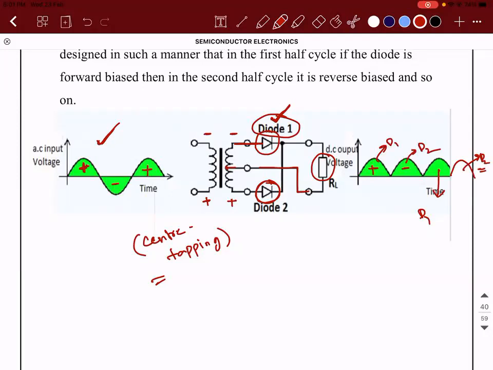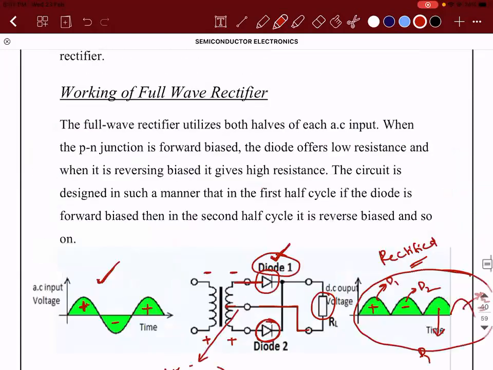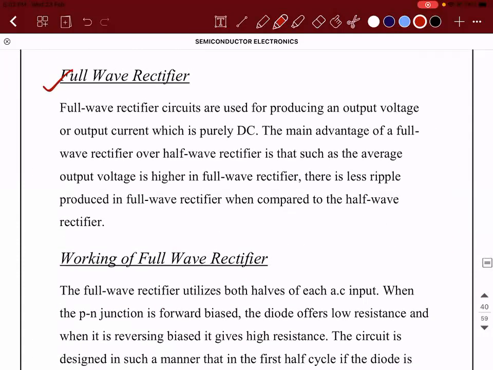So, with the help of two diodes and with the help of a technique called center tapping, what are we able to achieve? Center tapping, what does it do? It breaks the circuit into two equal parts. Right? When you create this kind of a circuit and follow the procedure, then you're able to see positive half cycle and the negative half cycle both are getting rectified. So both are getting rectified and the full wave is rectified. That is the reason why we call this a full wave rectifier.